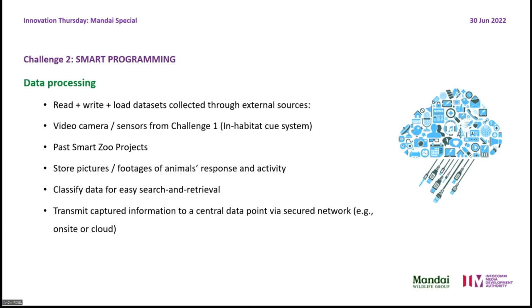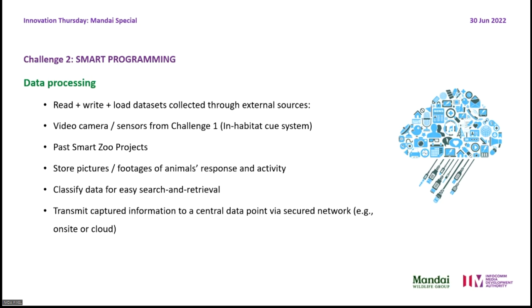This processing would require us to read the data, process the data in some way or manner, and then load the data set into a usable platform where the animal care staff can utilize it. Video cameras and sensors are ideal for this, because the data that is captured can be quite specific. And of course, it has to be incorporated with fast smart zoo projects as well. Storing pictures is really good for understanding the behaviors, because sometimes behaviors can be difficult for a system to discern. So a visual system could be paired up with assistance from the animal care staff.